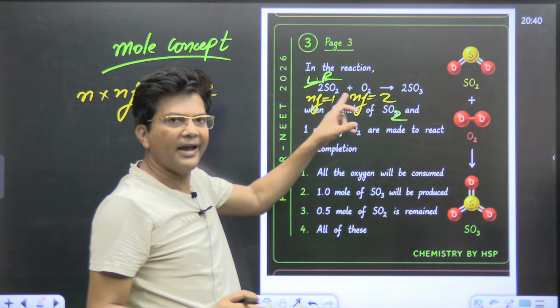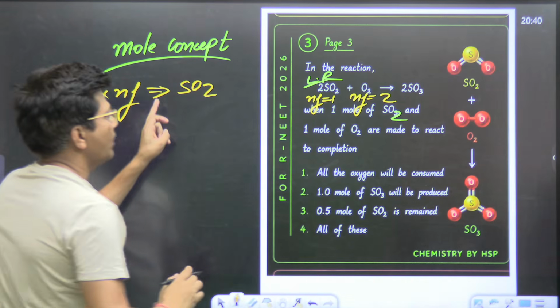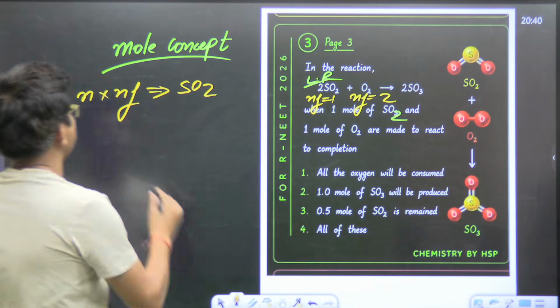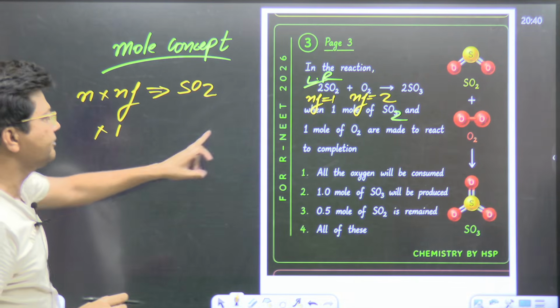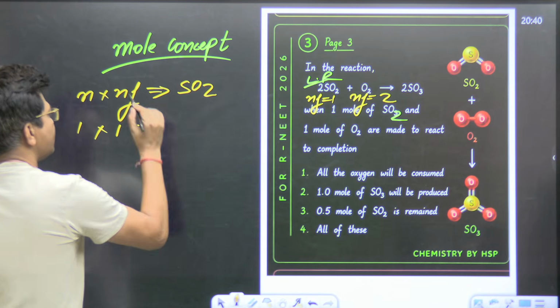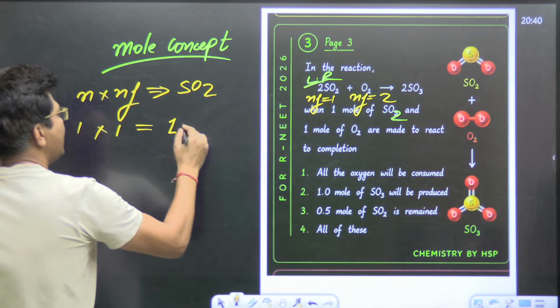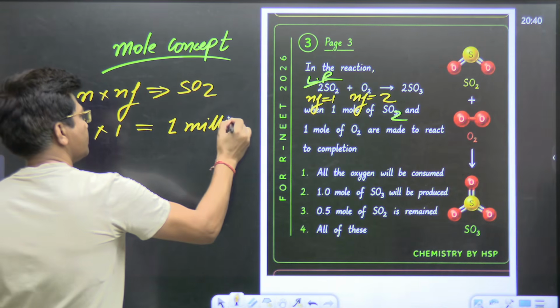When N factor is X raised to Y, molar ratio will be Y raised to X. So SO2's N factor is 1. So let me write down 1 and moles. Moles are given. 1 mole SO2 is given, 1 into 1. It's coming out 1 milliequivalents.